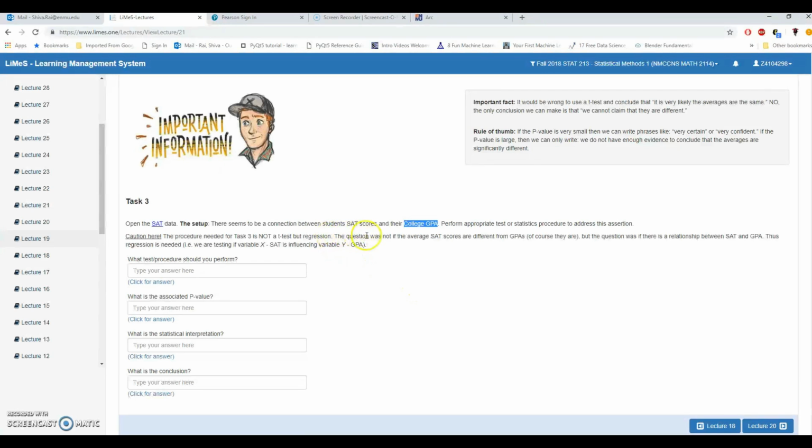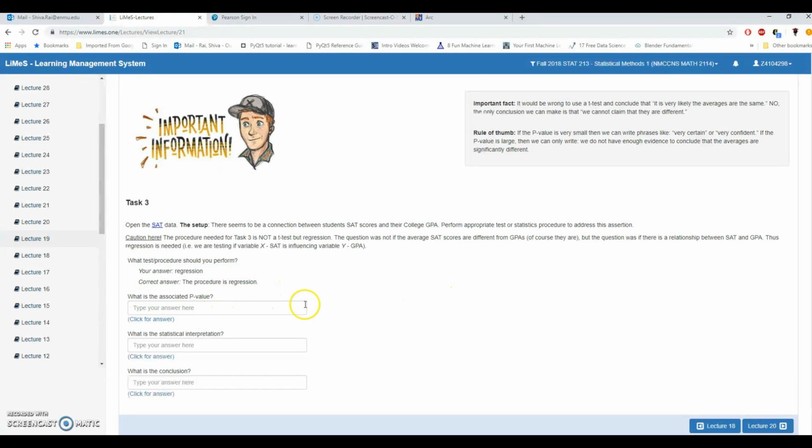The question was not whether the average SAT scores are different from GPAs. That would be the question in order to use a t-test. But the question was whether there is a relationship between SAT and GPA. Thus regression is needed. That is, we are testing if the variable SAT is influencing the variable GPA. What test should we perform? Regression. What is the associated p-value?